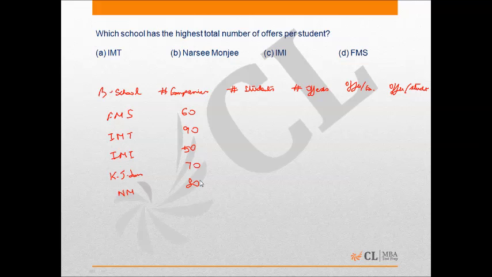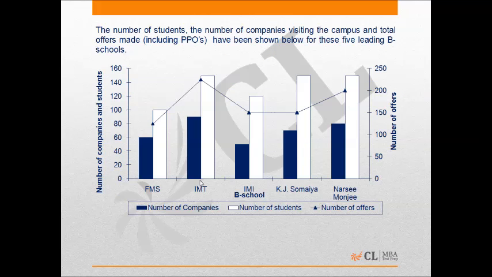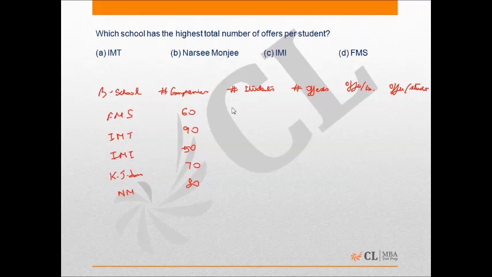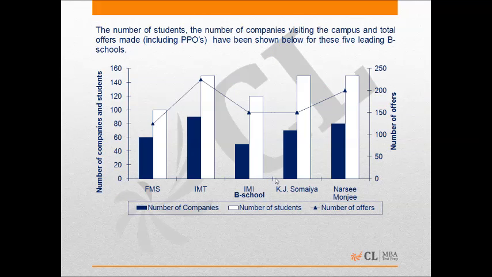Now let's look at the number of students. The number of students that I can see is 100, 150, 120, again 150 and then 150. Let's look at the number of offers. Now remember, for offers we are looking at the triangles, and this is the indication. So the number of offers here is not 80 actually.